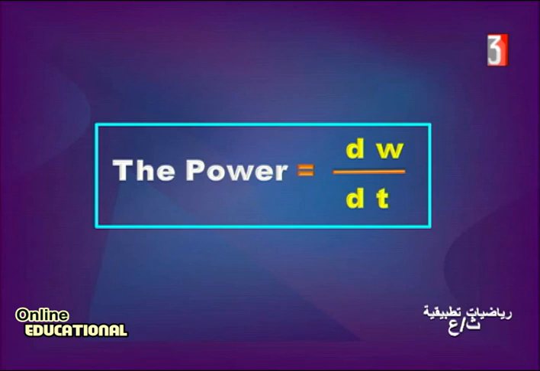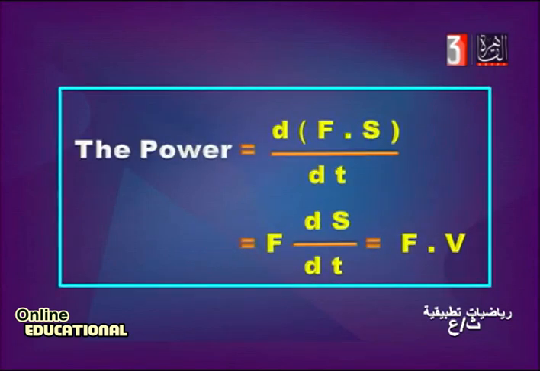And we know that the work equals F multiply S. Then the power equals the derivative of F dot S with respect to the time t. We have studied before that if the force is a constant value, then the derivative of F ds with respect to t equals F ds dt.